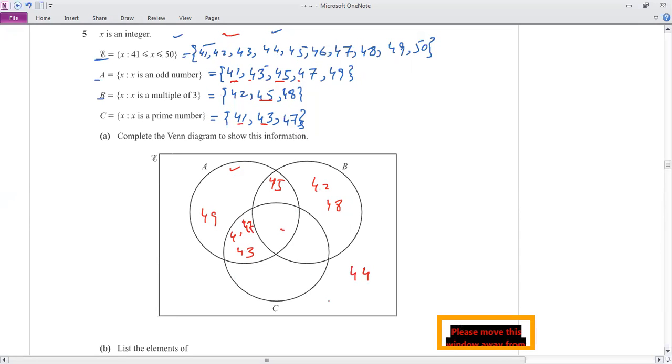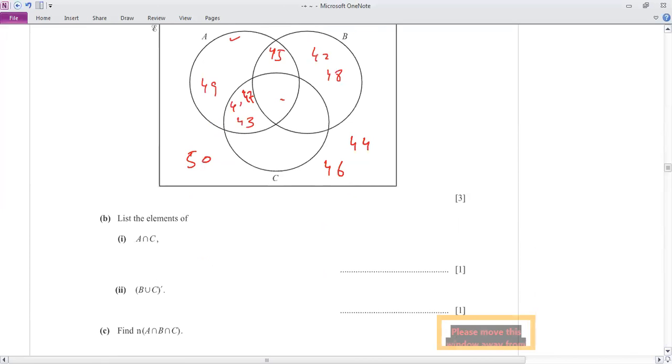45 we write. 46 we did not write, so it will be out of these sets. 47 we write. 48 we write already. 49, we write already in set A, and then 50. So we completed the Venn diagram.